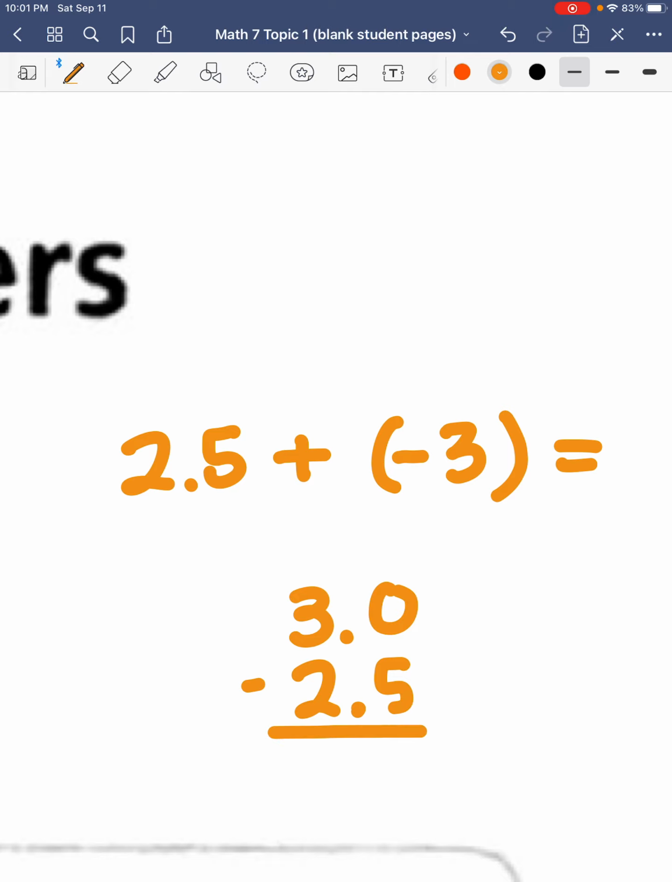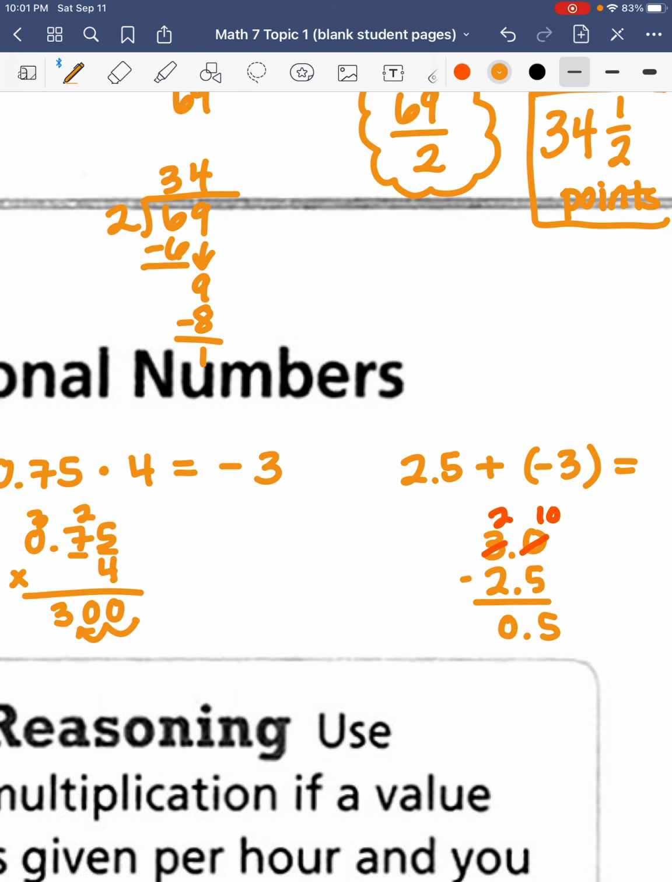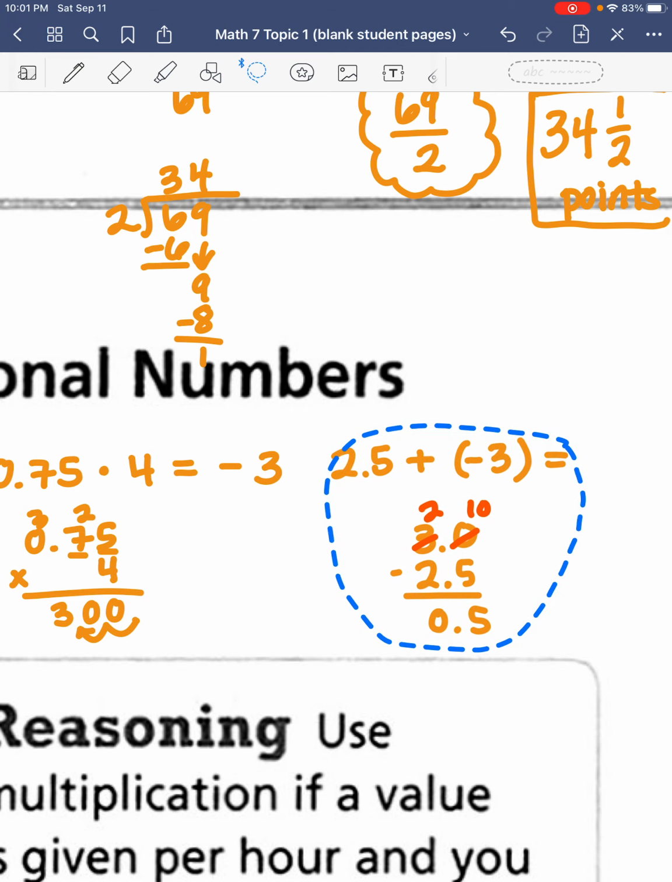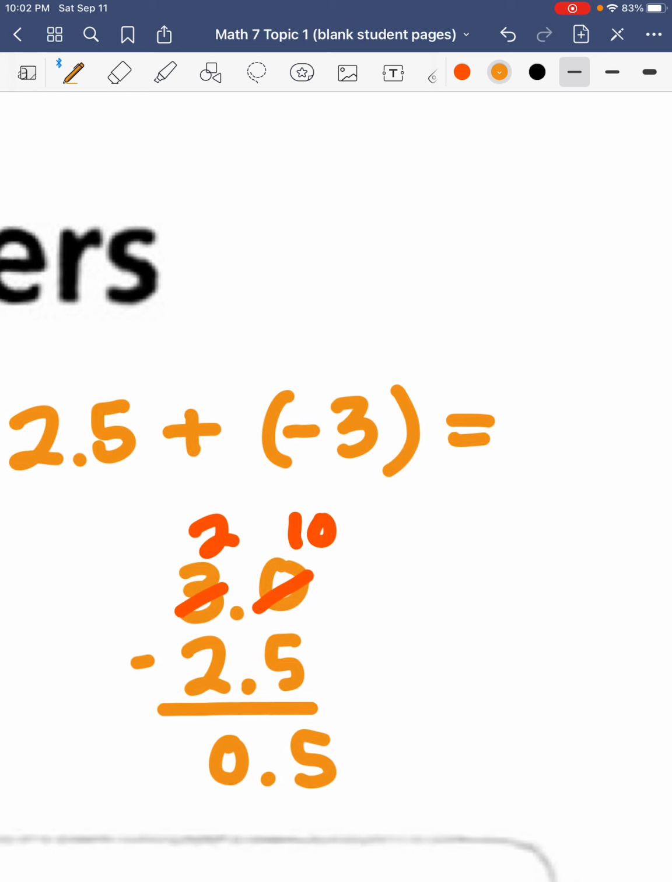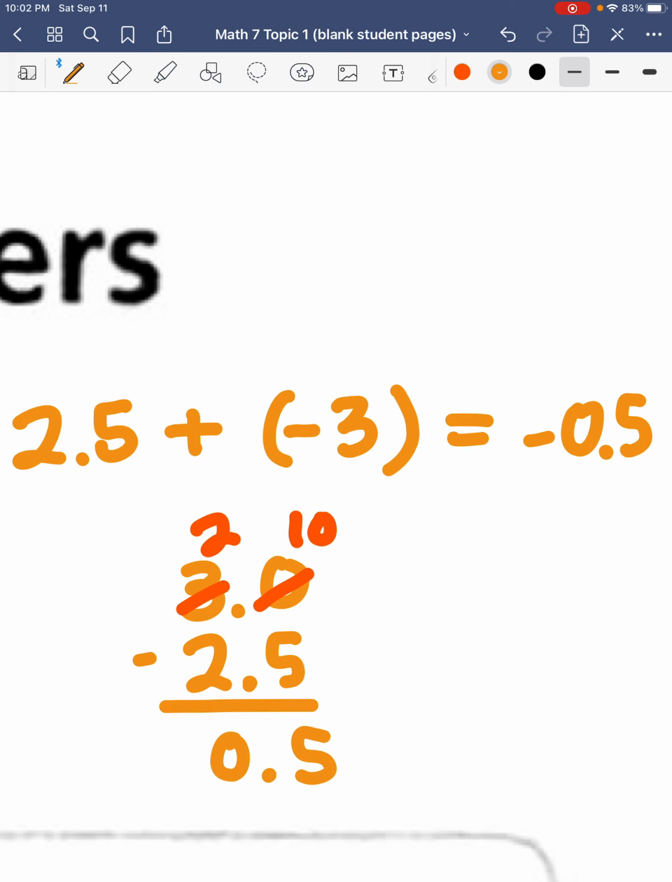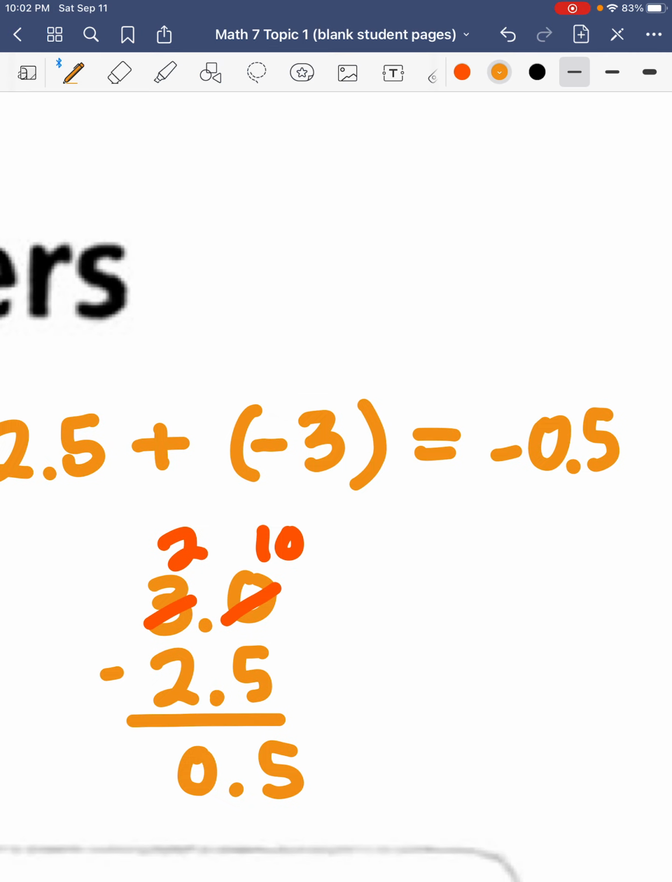I can't take 5 away from 0, so I am going to borrow. 3 becomes a 2, 0 becomes a 10. Now 10 minus 5 is 5. I'm going to bring down my decimal point, and 2 minus 2 is 0. So I have 0.5, but what kind of 0.5 do I have? Well, hopefully you said I have a negative 0.5 because my bigger number is negative. So negative 0.5 degrees Fahrenheit is our temperature at 8 p.m.